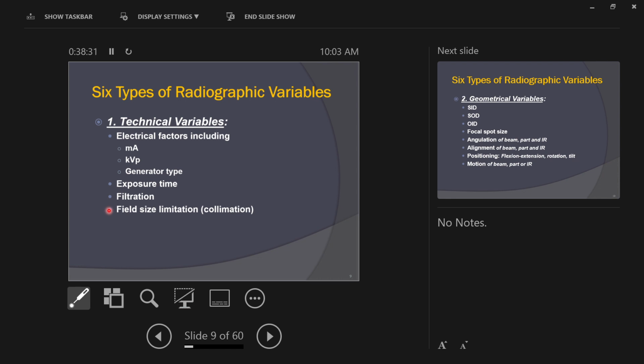Lastly, field size limitation. Here's the neat thing about collimation, field size limitation. It's the only technical variable that you can affect. Show me another one, and we can argue about this if you want, but I've looked at this a lot, and it's the only variable that you can affect that improves both the image quality and reduces patient exposure. Every other variable, if it's good for the image, it's usually bad for patient exposure.